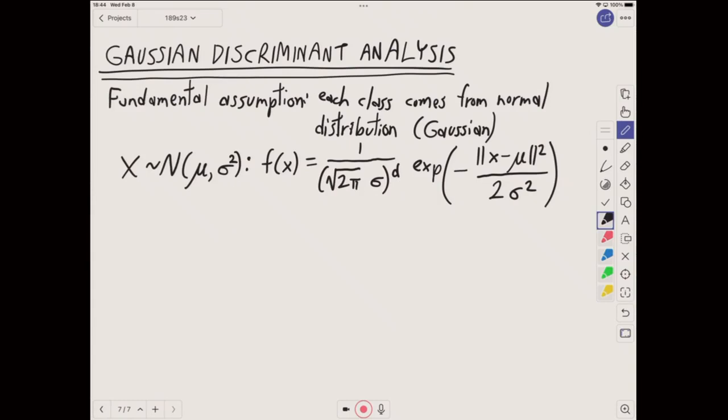All right, so that's the PDF of our normal distribution that we're going to use today. And to be clear, mu and x are both vectors. So this could be a PDF over a multidimensional feature space. But the variance is a scalar. We'll change that next week.